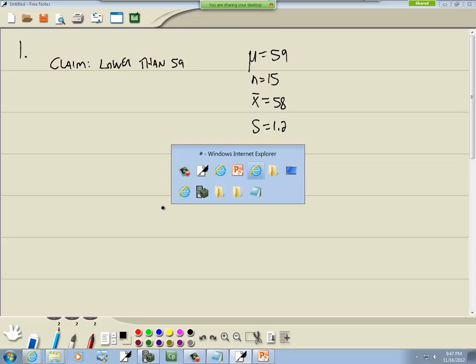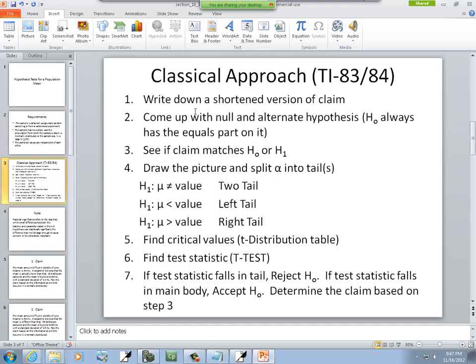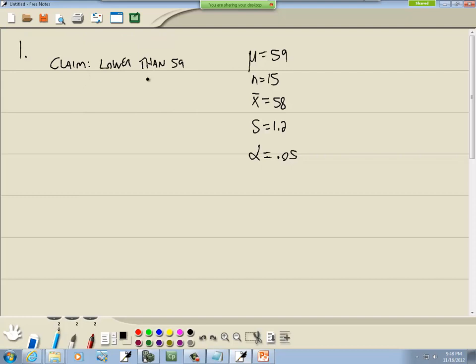Okay, find it somewhere here. There's my PowerPoint. Step 1, write down a shortened version of the claim. We did that.